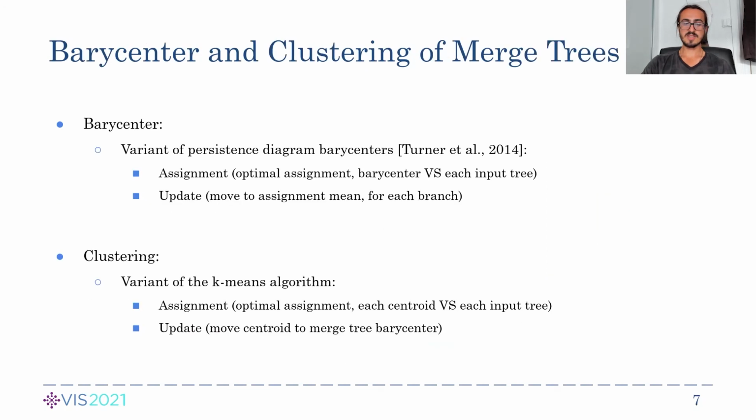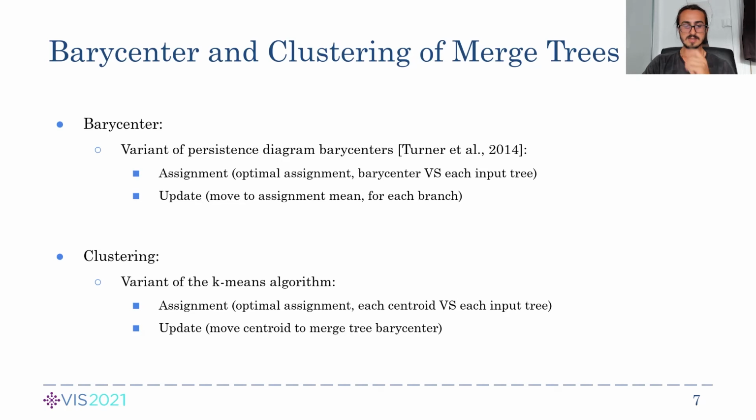The geodesic solution can be generalized to more than 2 trees to compute the barycenter. We use a variant of the algorithm of Turner et al. for persistence diagrams. It consists in 2 steps that we repeat until convergence: assignment and update. At first, we initialize the barycenter candidate. Then the assignment step computes matching between the barycenter and each input tree. Next, the update step consists in moving each branch to the arithmetic mean of the matchings.